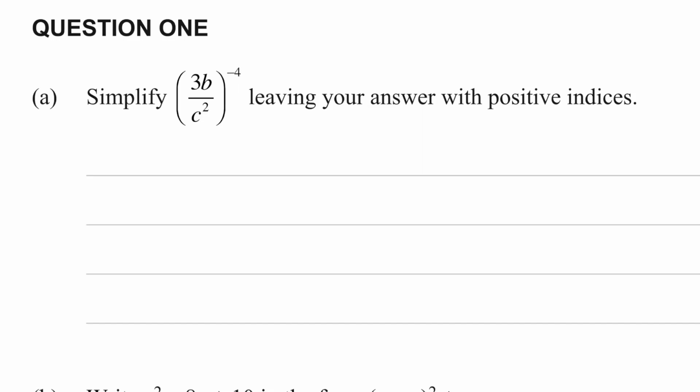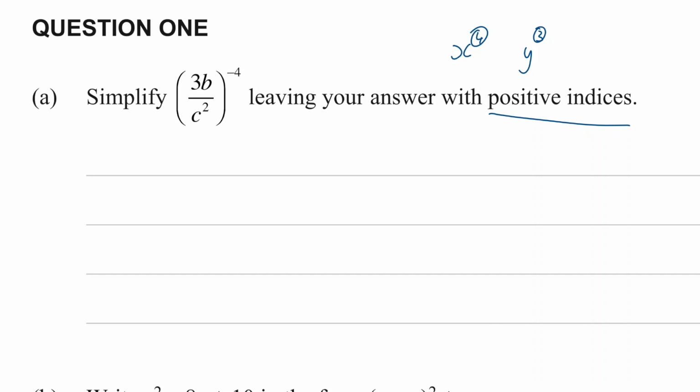Simplify this expression, leaving our answer with positive indices. So we have a fraction, right? 3b divided by c squared, all raised to the power of -4. Positive indices is something like x to the power of 4 or y to the power of 3. So the power, or the indices, is a positive number.